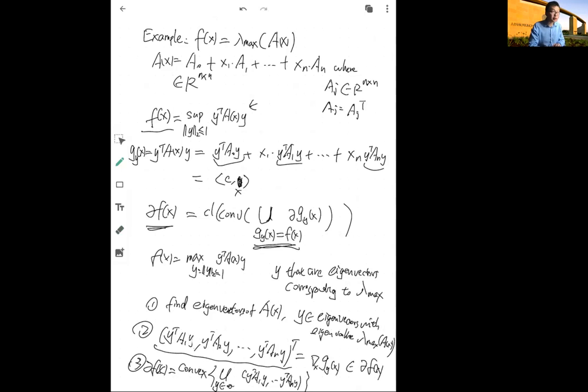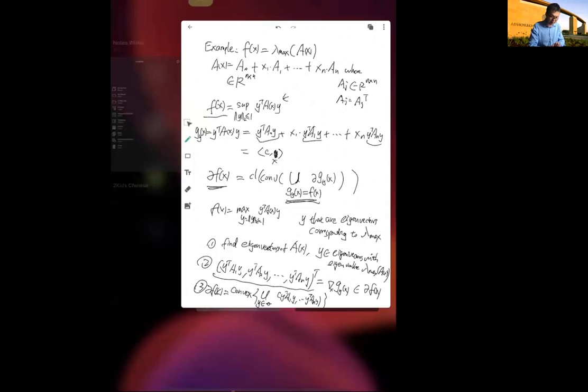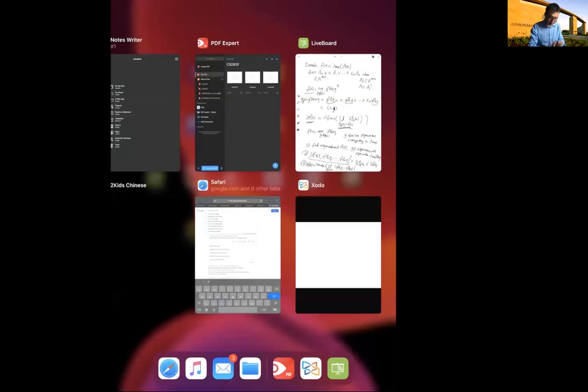I hope this example convinces you that it is often useful to work with pointwise maximum, and sometimes you can use it to do really fancy stuff and then derive gradients for functions that you otherwise would not know how to derive the gradient or the subgradient for.